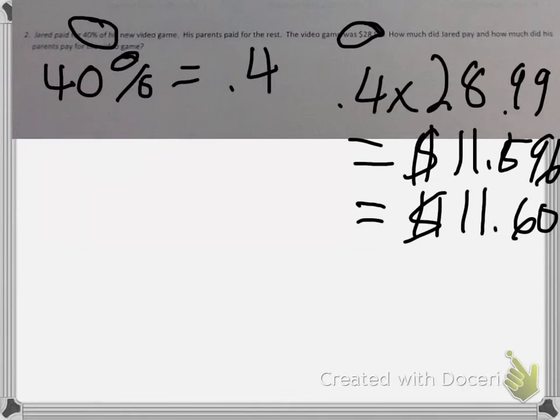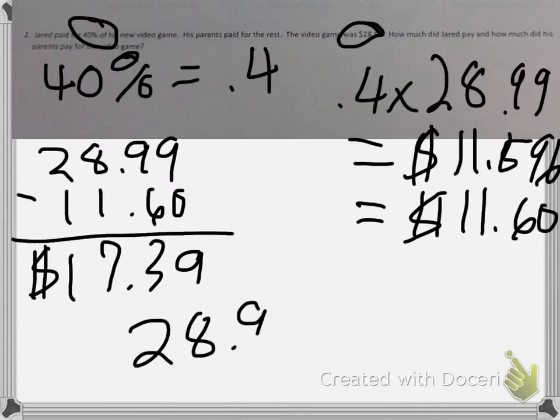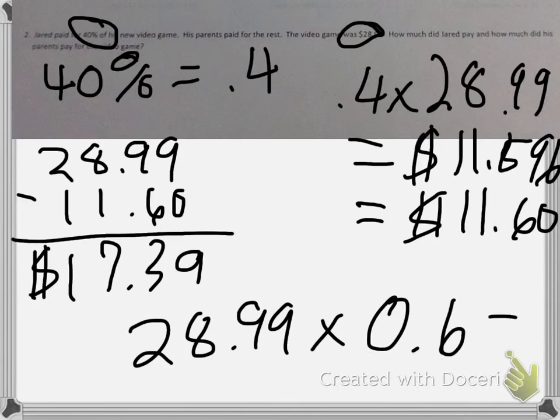So if I wanted to figure out how much his parents paid, I could do that in a couple ways again. I could take my $28.99 and subtract $11.60, and that difference would be $17.39. Or again, I could take $28.99 and think to myself, well, if Jared was paying for 40%, his parents would have to pay for 60%, and that would also equal $17.39 after you rounded. That would be 17 and 394 thousandths of a dollar, but then you could round down to $17.39.